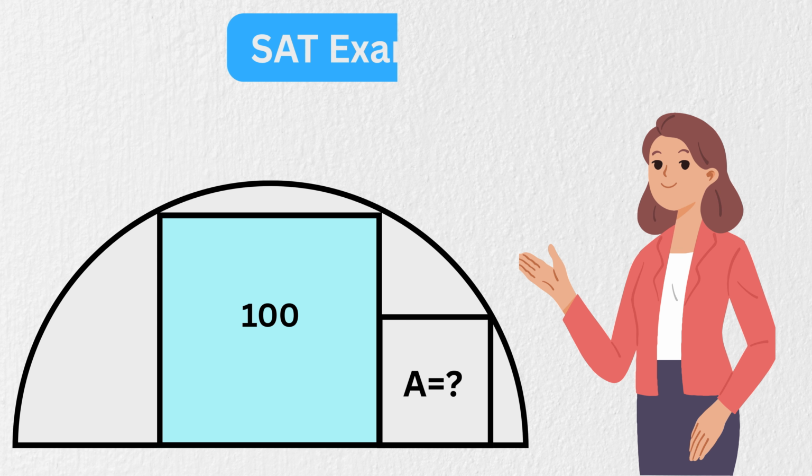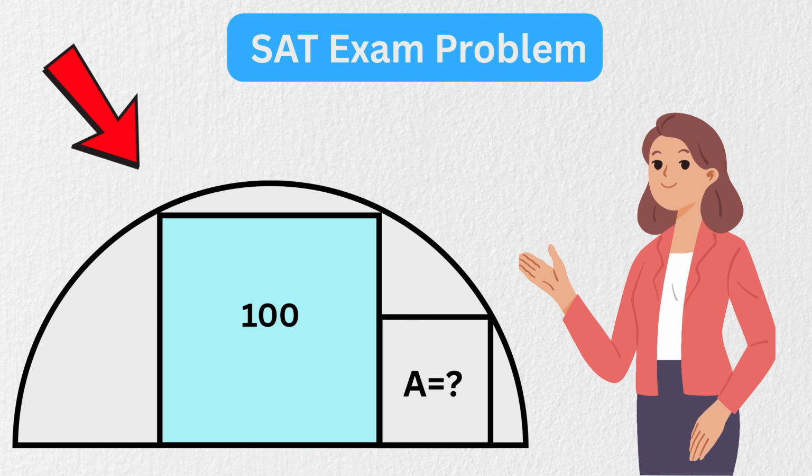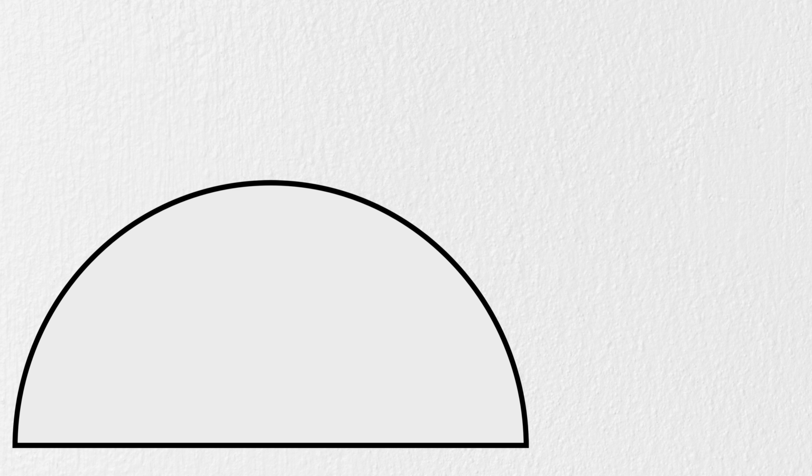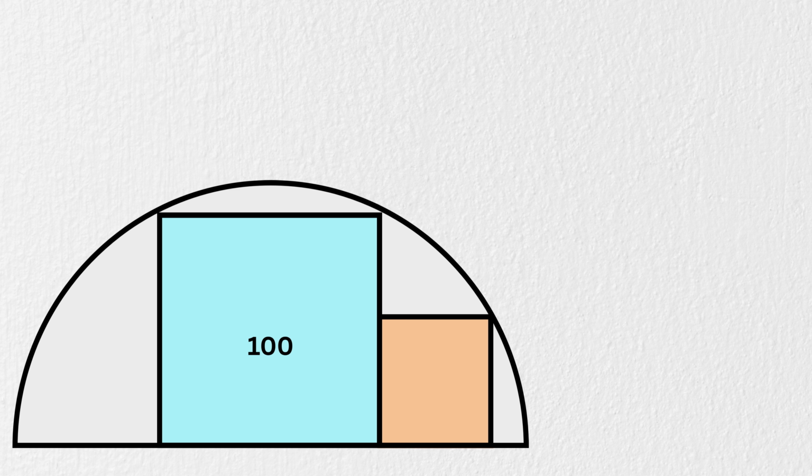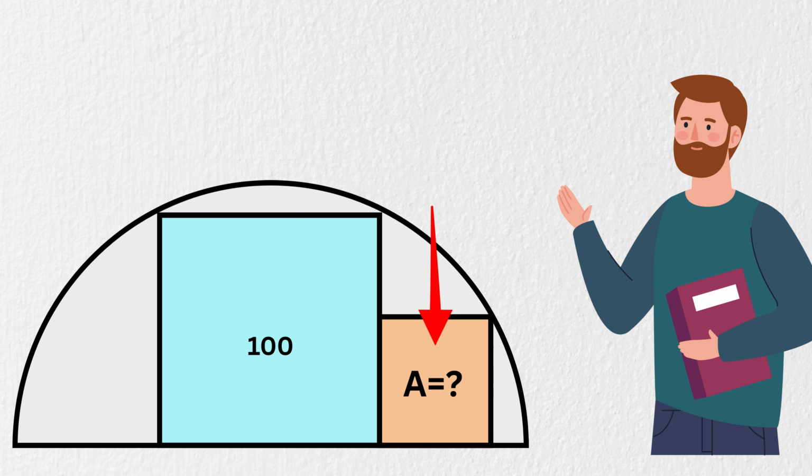Can you solve this tricky SAT exam geometry problem? We have a semicircle, inside which there is a large square positioned just like this. We are given the area of the square, which is 100 square units. We also have one small square, which is touching the arc of the semicircle and the large square, just like this. Our aim is to find the area of the small square.